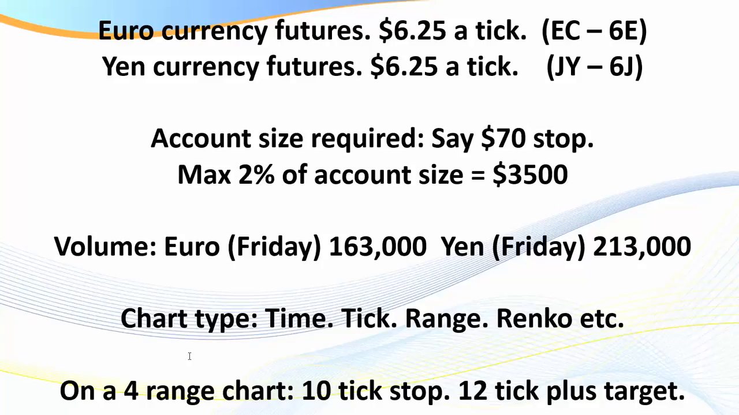So what sort of chart types do I like when trading the currency futures? Well, of course, you've got time-based charts, but hands down, you want to go for tick or range. I won't go into why in this video, but we're going to look at both in a moment. You've got Renko and lots of other types of charts, but I really like tick and range. Now what about stops on a 4 range? I love the 4 range on the euro futures and also on the yen, and my target is a minimum of 12 plus ticks. So you're looking at $62.50 on average.